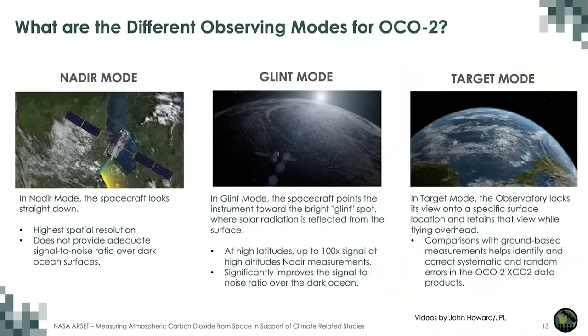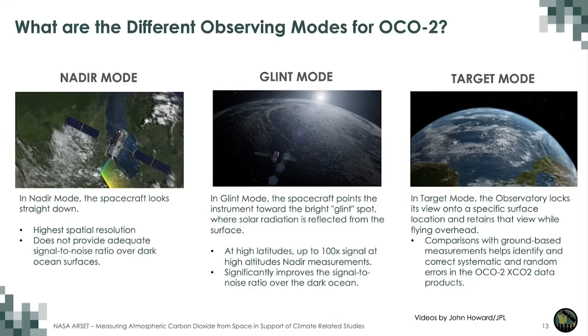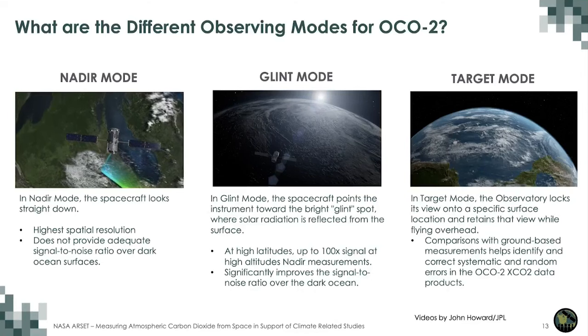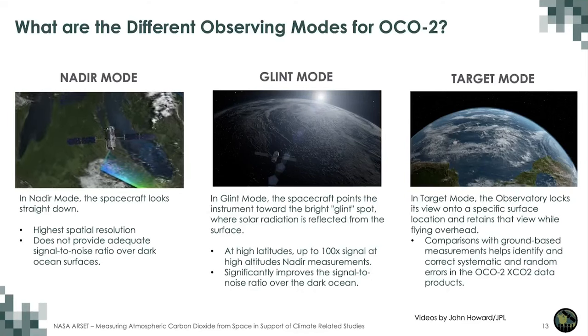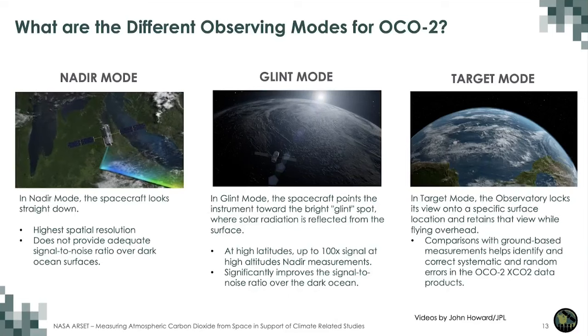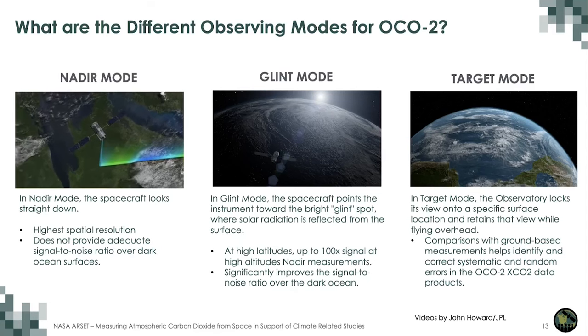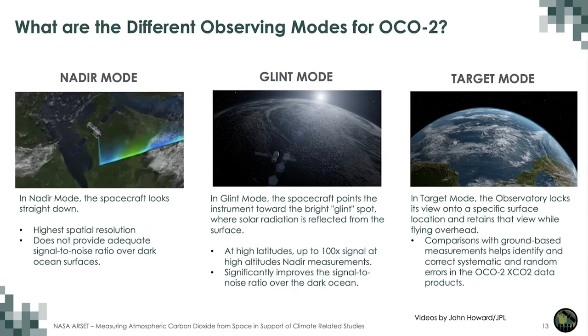All right, if we go to the next slide. So the satellite instruments have different observing modes that we'll talk about here. OCO2 has three different observing modes. The first one that we'll talk about is nadir mode. And in this mode, the instrument looks straight down. Nadir mode is the mode that gives us the highest spatial resolution. So it makes it easier to look between clouds. It gives the smallest spatial footprint on the ground.